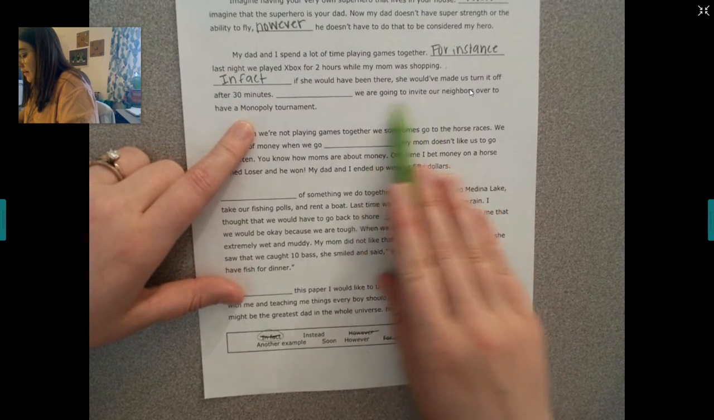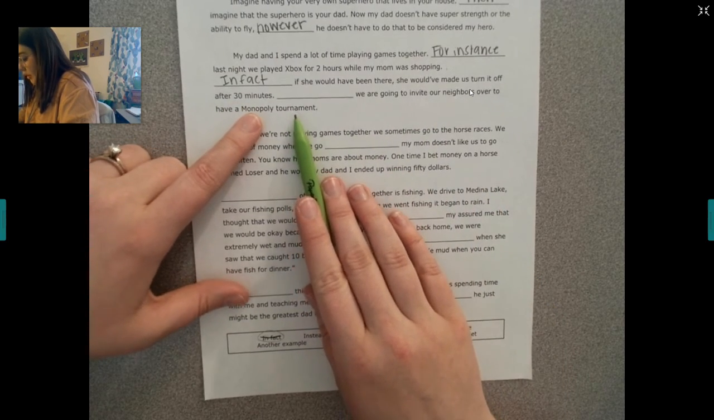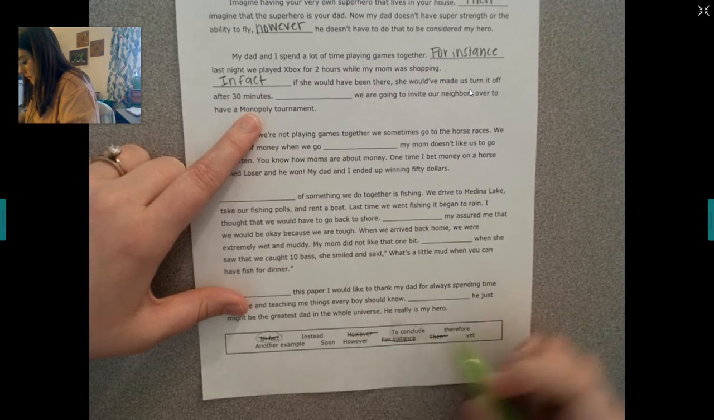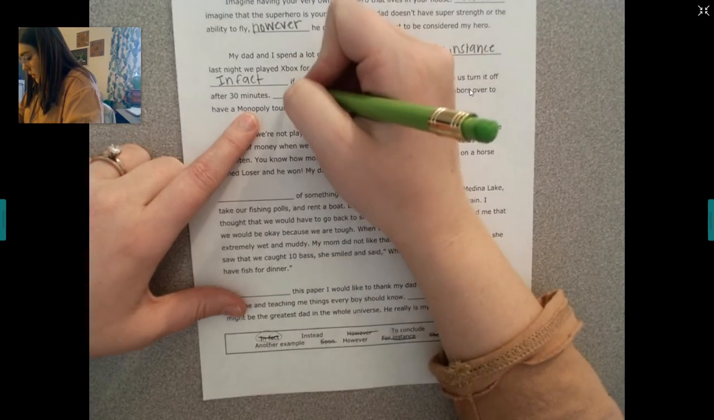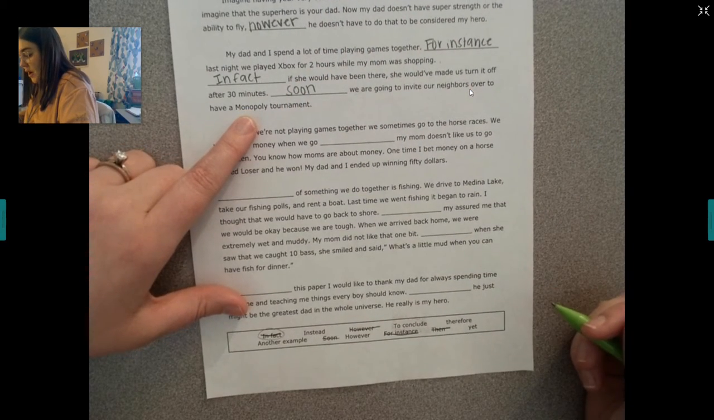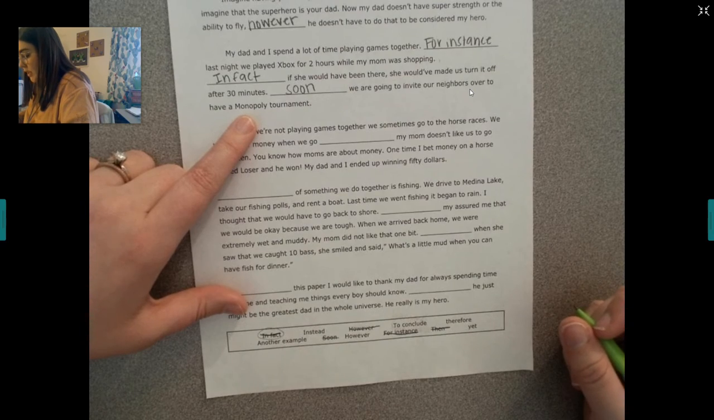Blank, we are going to invite our neighbors over to have a Monopoly tournament. Maybe soon. We are going to invite our neighbors over to have a Monopoly tournament. That sounds pretty good too.